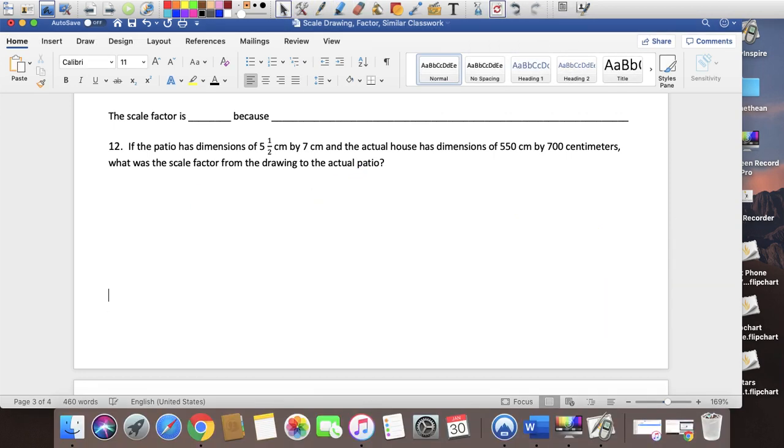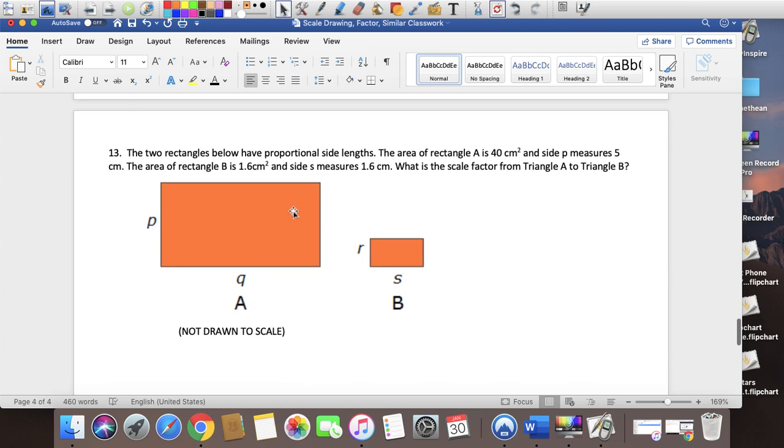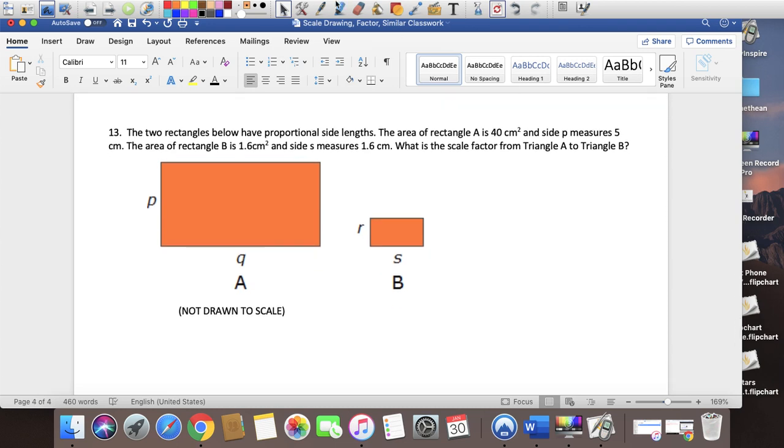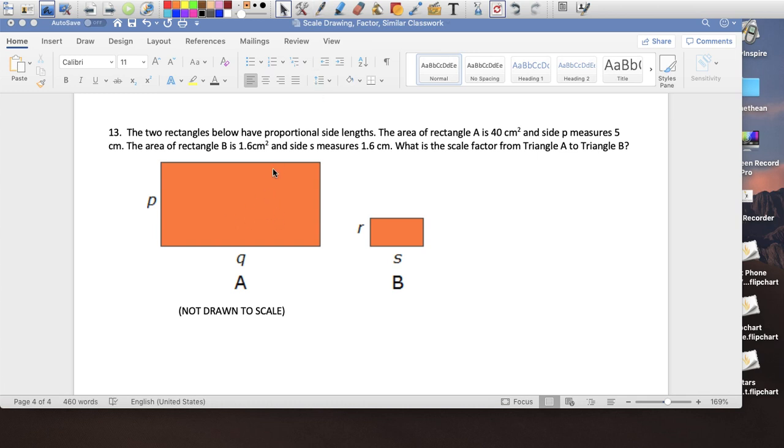13. 2 rectangles below have proportional sides. The area of rectangle A is 40 centimeters squared, and P measures 5 centimeters. So if this is 5, obviously this is going to be 8 because the total area is 40 centimeters squared, right? The area of rectangle B is 1.6, and the side S, this side over here, is 1.6 centimeters, which means R is 1, right? Because the area is 1.6 centimeters.